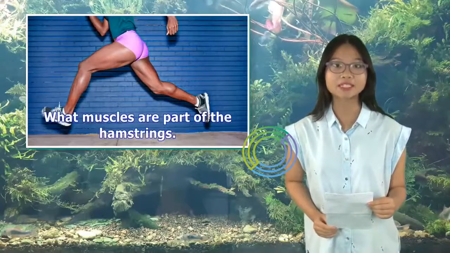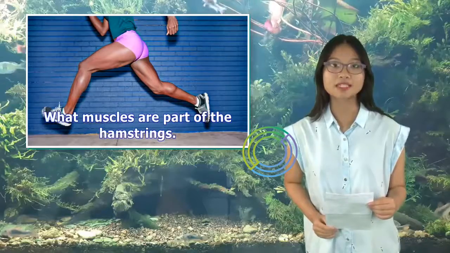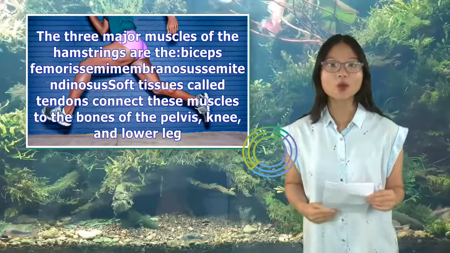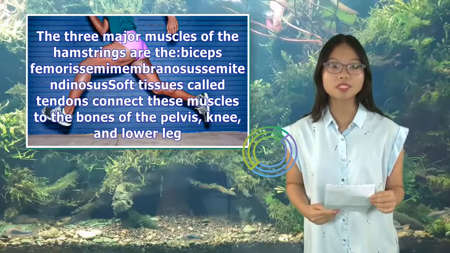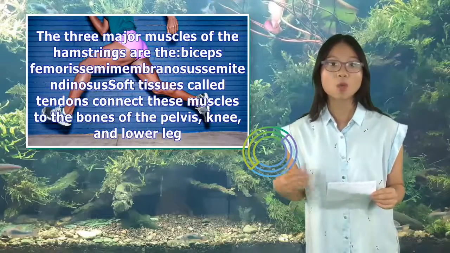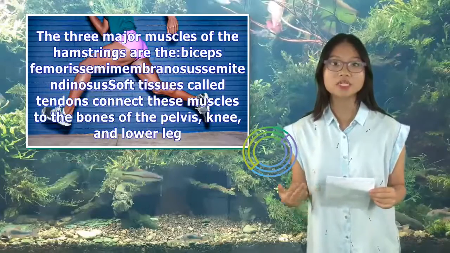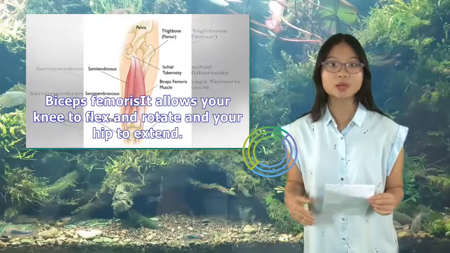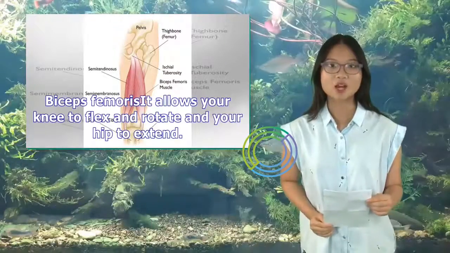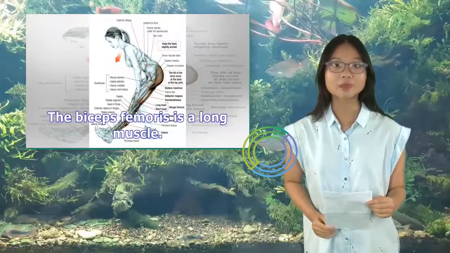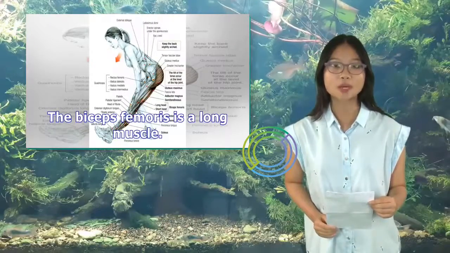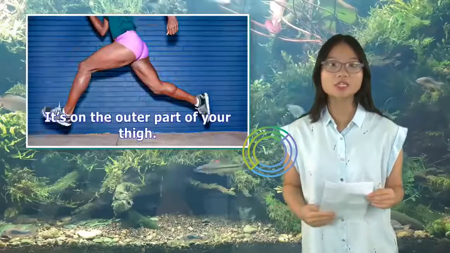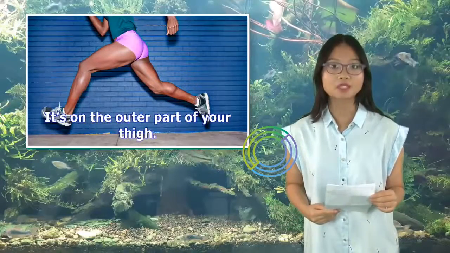What muscles are part of the hamstrings? The three major muscles of the hamstrings are the biceps femoris, semimembranosus, and semitendinosus. Soft tissues called tendons connect these muscles to the bones of the pelvis, knee, and lower leg. Biceps femoris. It allows your knee to flex and rotate and your hip to extend. The biceps femoris is a long muscle. It begins in the thigh area and extends to the head of the fibula bone near the knee. It's on the outer part of your thigh.